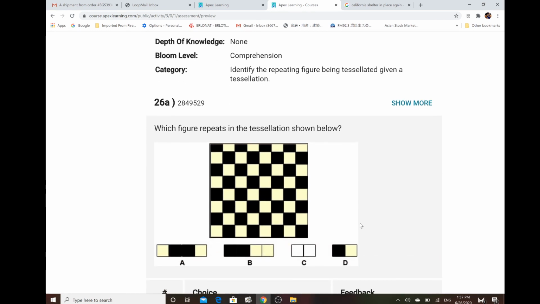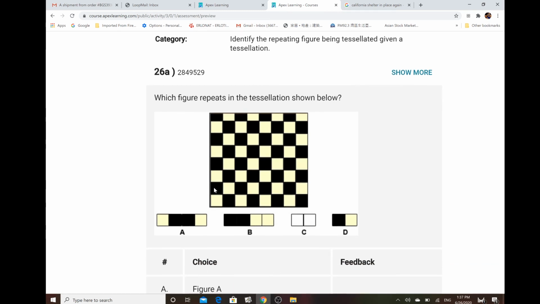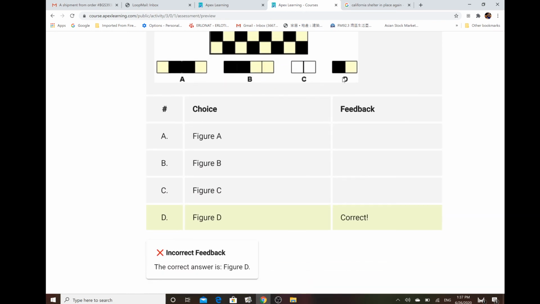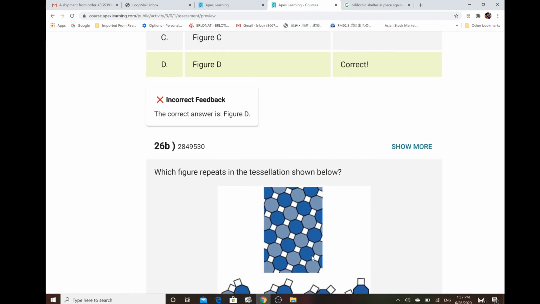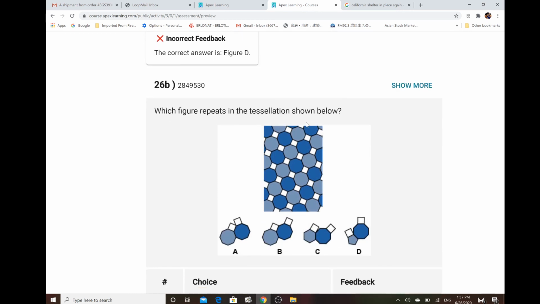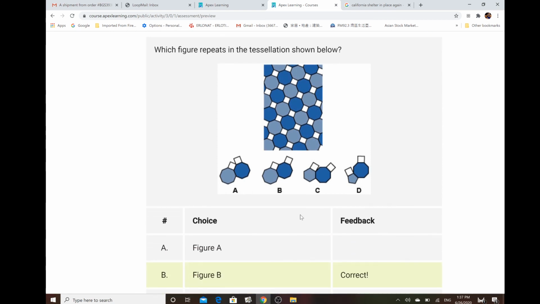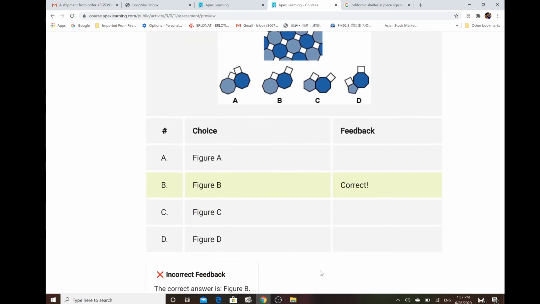And then 26, which figure repeats in the tessellation? Tessellation is showing the pattern. So we've got yellow, black, black. So this one will be figure D, black, yellow, black, yellow. And which figure repeats in the tessellation shown below? Think of things that we use for floor tile. So here's the one, the one with the symmetrical line, showing that translation. Figure B.